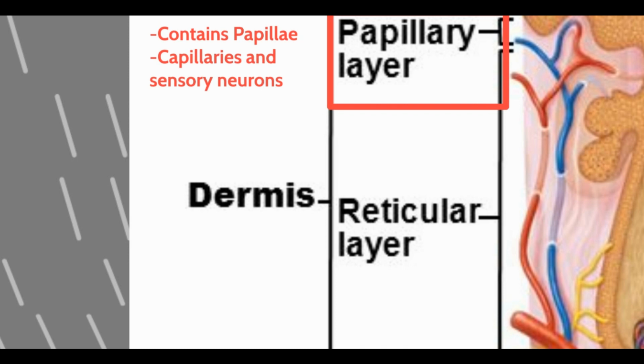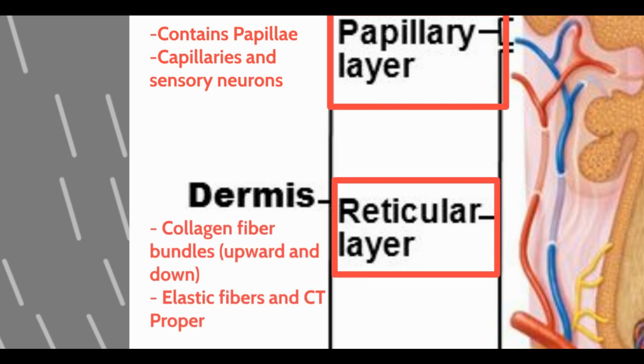So we have the papillary layer. It contains papillae and capillaries and sensory neurons. The reticular layer. So whenever we talk about reticulum, it is a substance to hold things together. So we have collagen fiber bundles that move up and down, and then we also have connective tissue proper and elastic fibers that will go left and right, and so therefore that makes up this reticulum to where things can sit without having to be fluid and move around.